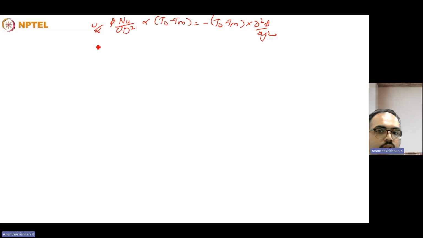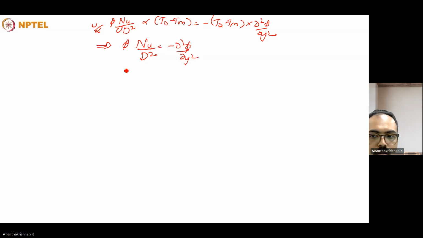So what we are trying to do is arrive at the dimensionless form of the energy equation, so that we'll try to simplify. We'll get phi into Nusselt number divided by d square, equal to minus of dou square phi divided by dou y square. So this is in terms of y. What we can write is eta as a dimensionless variable, y divided by d by 2. Therefore, dy is equal to d by 2 d eta.